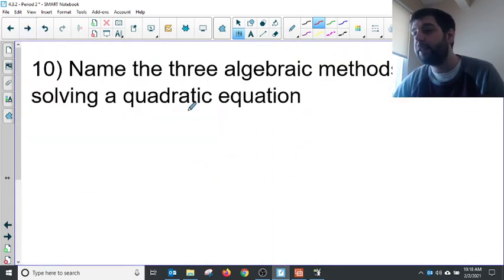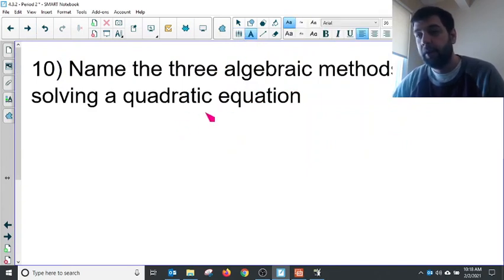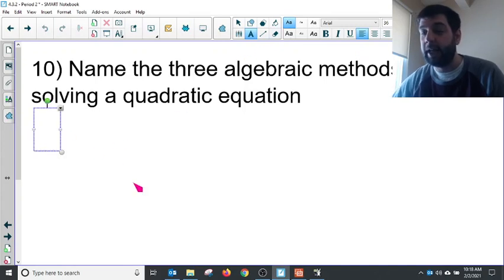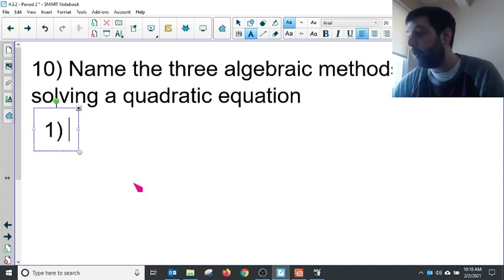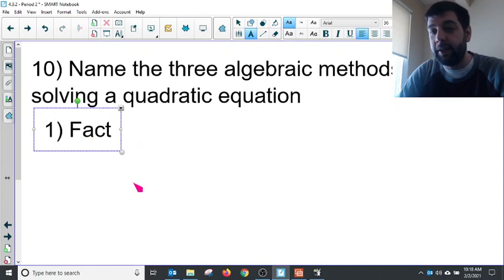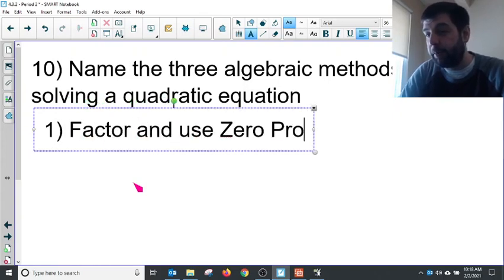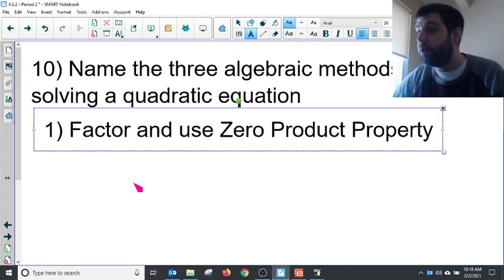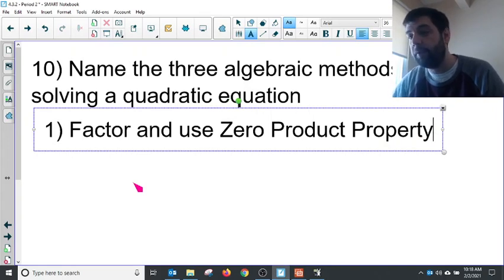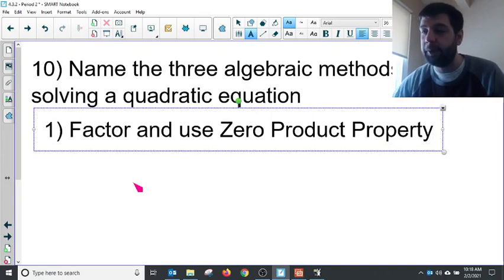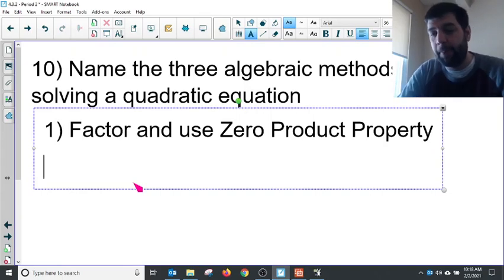Okay, so we're just going to kind of summarize what we now know about quadratic equations. Okay, the 3 algebraic methods. So we're not talking about using a graph. We're not talking about using guess and check. We're talking algebraic methods to solve a quadratic equation. Remember, solve means gets a variable alone. First method is to factor and use the zero product property. You guys know that you factor the equation, you take all the factors, you set them equal to 0, and then you solve each factor.